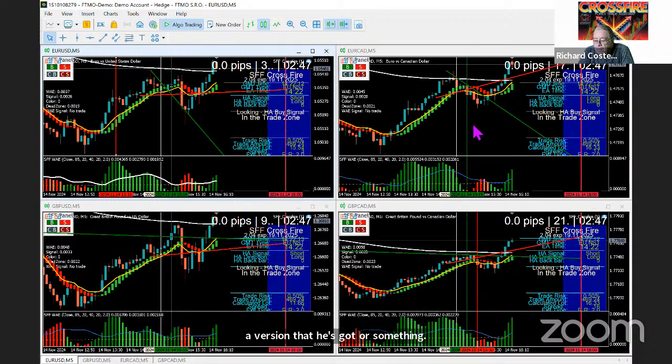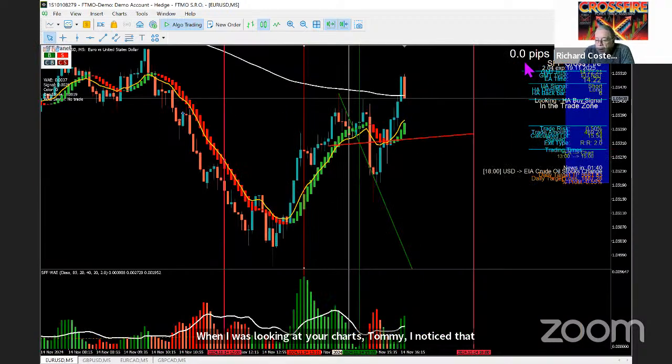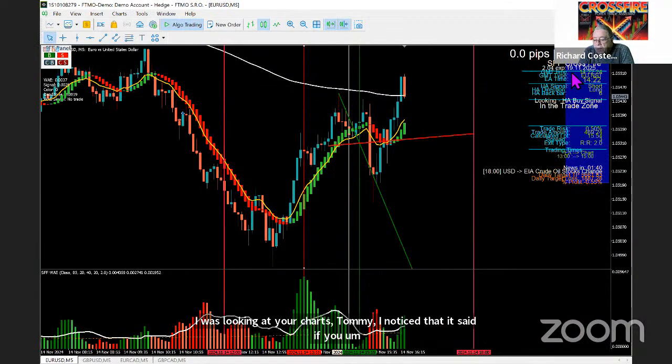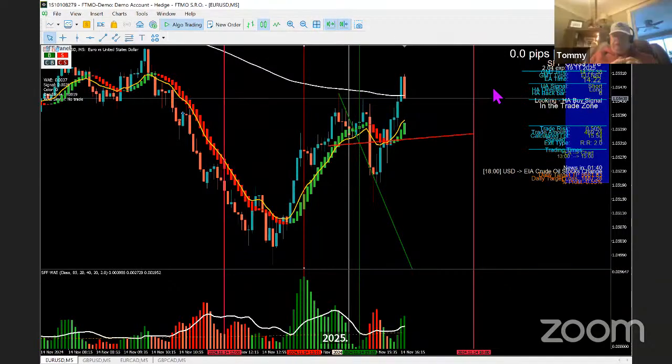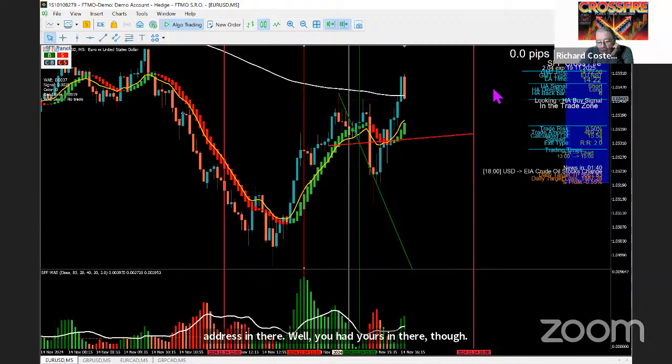Tommy had... when I was looking at your charts, Tommy, I noticed that it said, if you look here, it says expires on the 19th of the 11th on mine, but on your charts, Tommy, it had January 2025, and we were just wondering. It's that new one with the security on it, I think. The one that I have. You have to put your email address in there. Well, you had yours in there though. Yeah. I don't know. I've got that security thing, but I don't have the January 2025.